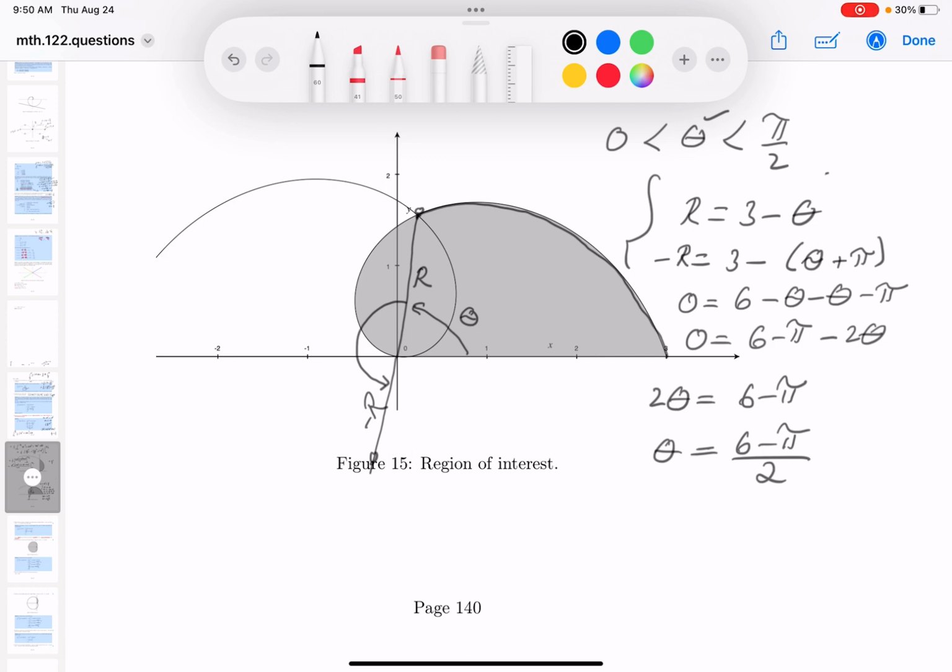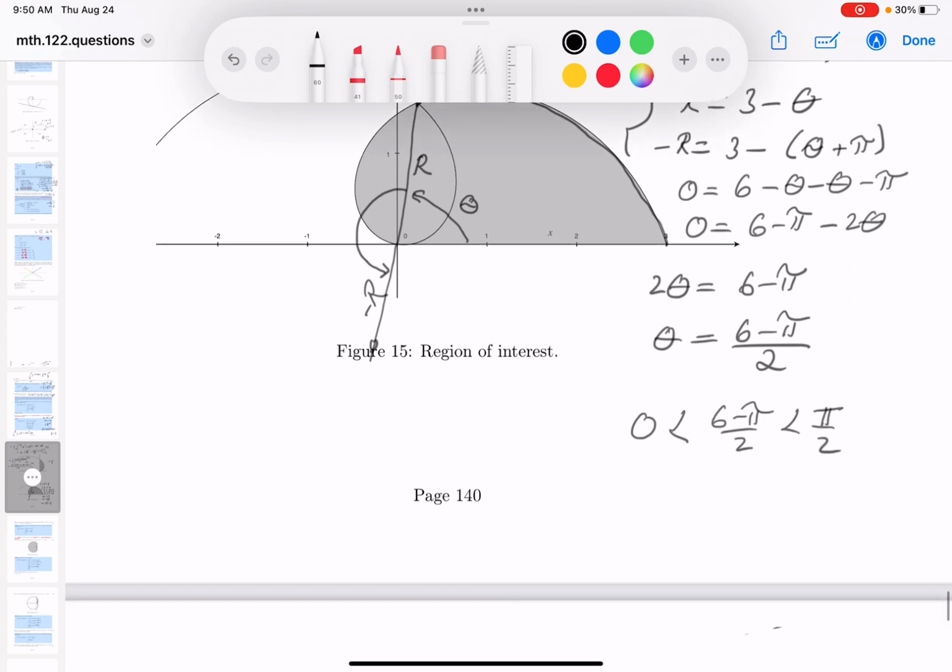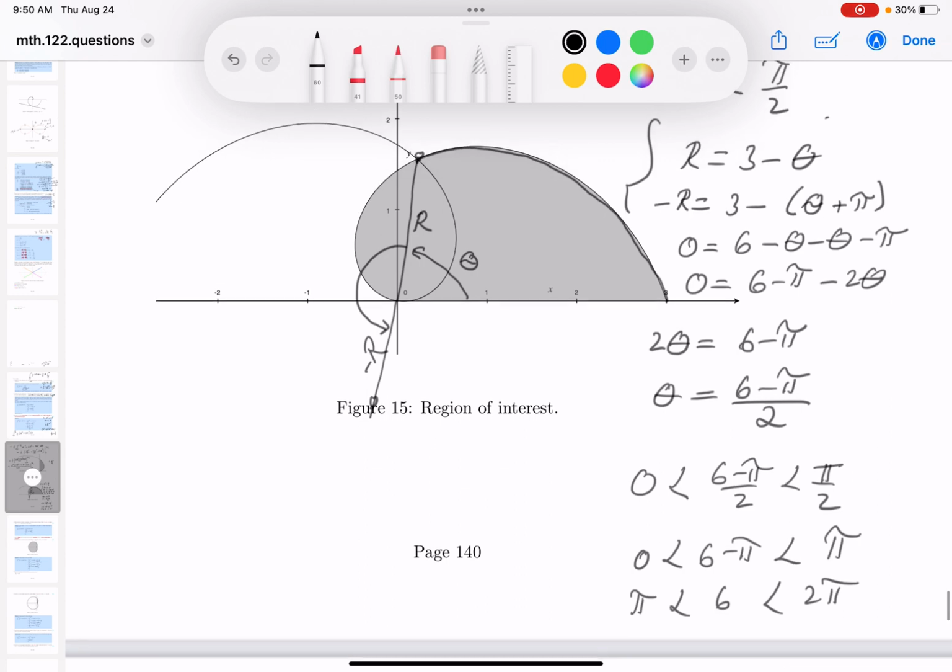Right, I know what theta is. Now, is that theta between 0 and pi over 2? Let's write this down. Multiply all sides by 2, you get 0 less than 6 minus pi less than pi. I'm going to add pi to all sides, and what do you get over here? Pi, 6, and 2 pi. 6 is certainly greater than pi, and 6 is certainly less than 2 pi. So I'm pretty comfortable that I know my angle theta now.